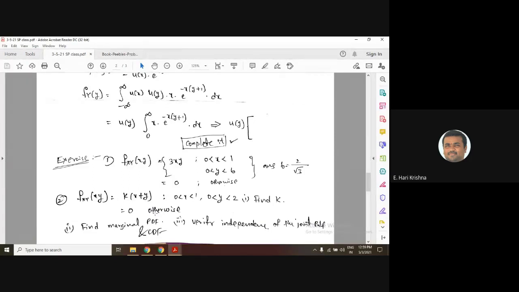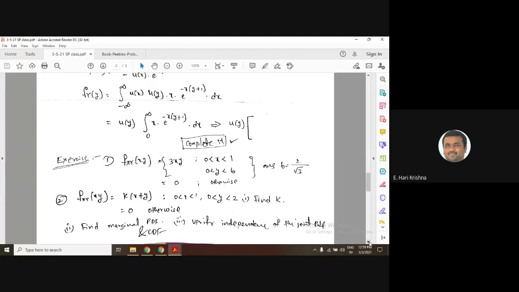Previously we just separated because they are separable. We have separated, but here you can't do the separation. So the question is: f of x, y is equal to k times (x plus y), for x between 0 and 1, y between 0 and 2, and 0 otherwise. The question is to find the value of the constant k.